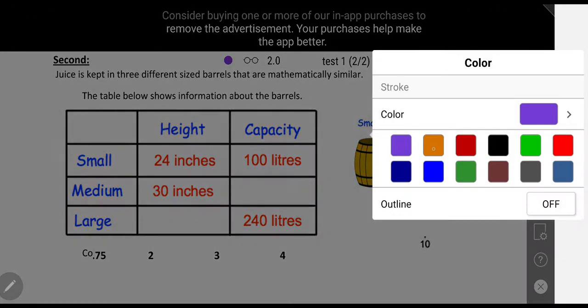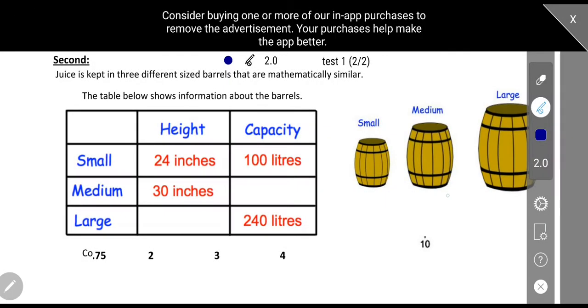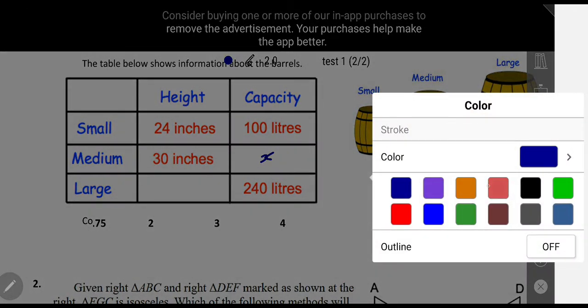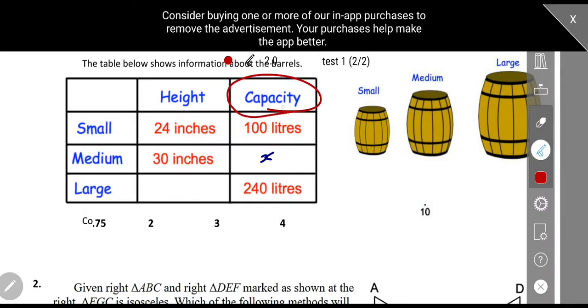Okay, now they give me some information over here and I should use it to find the missing one. If I put the ratio of this one over this one, and here let's suppose this is x over 100, so I'll get the answer. But we have to be very clear about this word, capacity. Capacity means the volume of these barrels. So we will use the cube ratio.